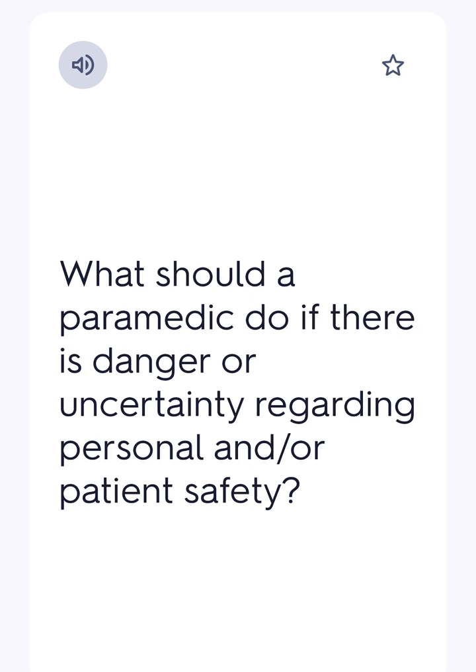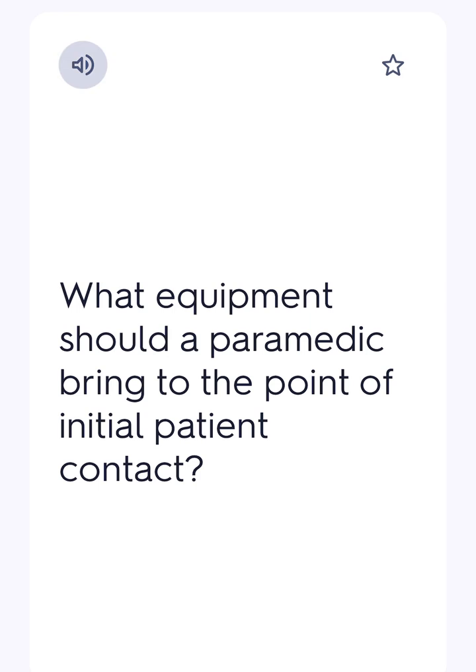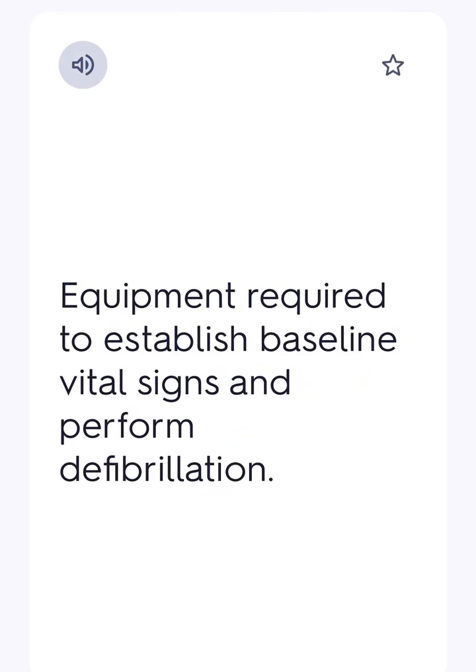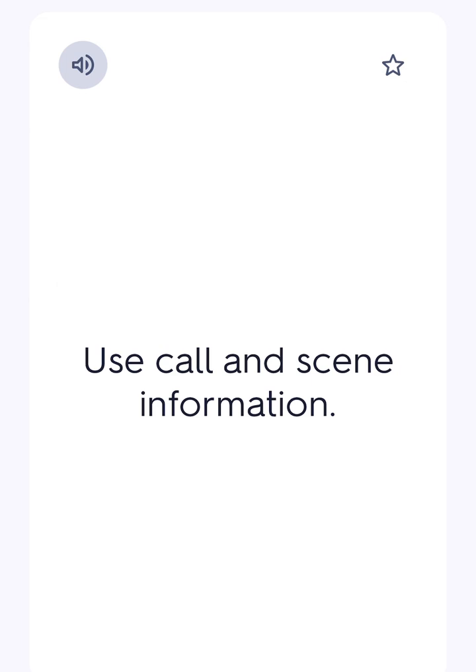What should a paramedic do if there is danger or uncertainty regarding personal and/or patient safety? Request assistance from Allied Emergency Services and maintain communication with CCC/ACS. What equipment should a paramedic bring to the point of initial patient contact? Equipment required to establish baseline vital signs and perform defibrillation. How should a paramedic determine any additional equipment likely to be required? Use call and scene information.